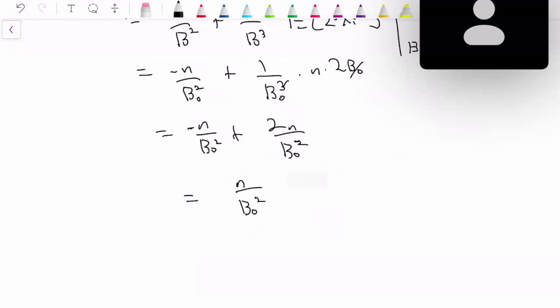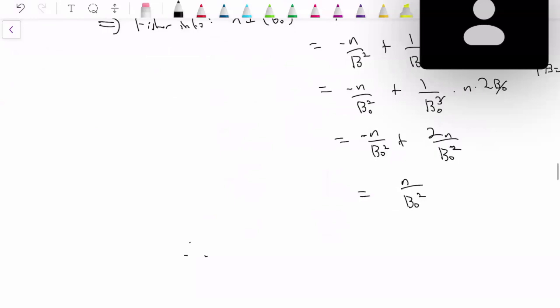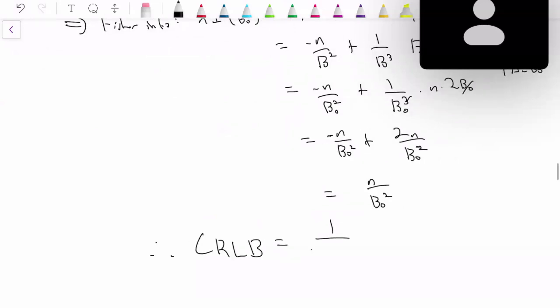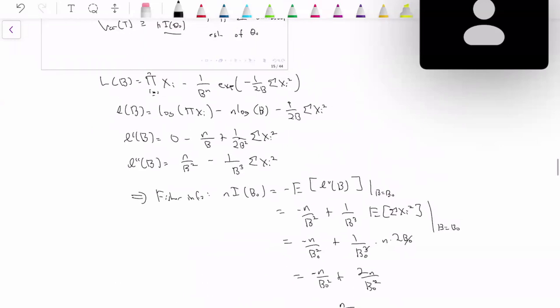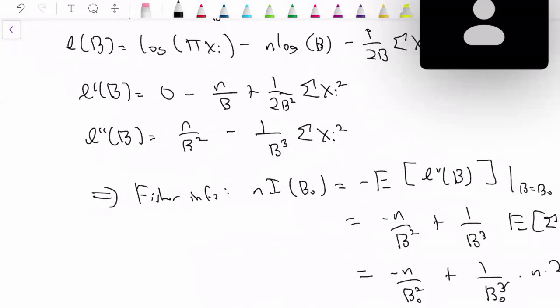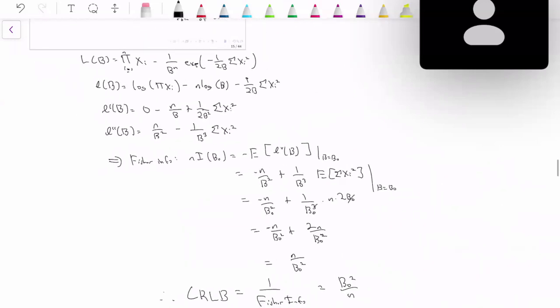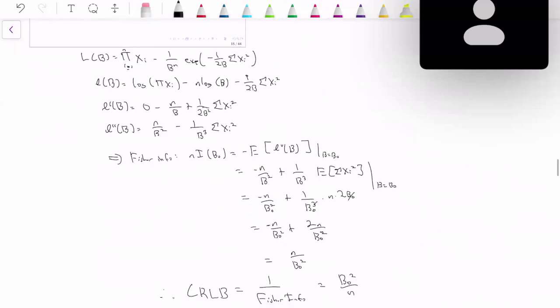So then the Cramér-Rao lower bound is equal to 1 over the Fisher info, which is just beta naught squared over n. Sorry, this was a silly mistake here. All right, so hopefully that's clear. That's Cramér-Rao. Any questions for this?